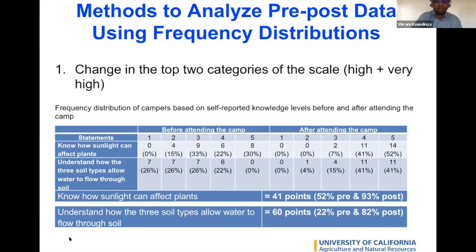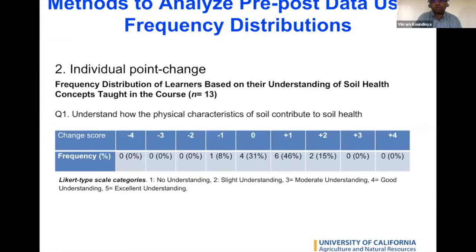So the second method that we are going to focus on today, and also do the activity, is to see how many points your training participants have moved from before to after attending your educational program. If it is a 5-point scale, the maximum change possible in either direction is 4 points, right? So we'll calculate the frequency distribution for the change score for each of the points and then depict that as the frequency distribution.